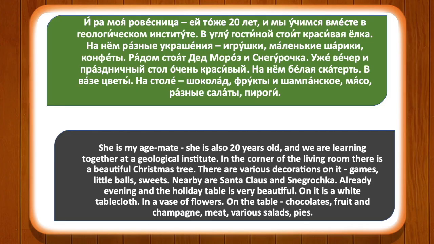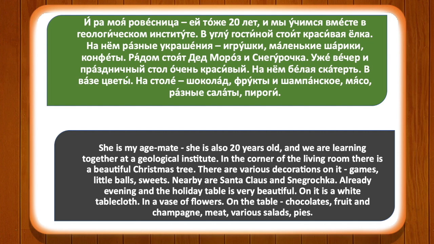Уже вечер и праздничный стол очень красивый. So they have a banquet. The entire food items are spread all across the table. So the table is also a very traditional symbolic thing in Russian houses. If you go and see, that is why it is called праздничный стол. So festival, from the word праздник. Красив. It's very beautiful. На нем белая скатерть. On that is a white tablecloth. В вазе цветы. In the vase, flowers.